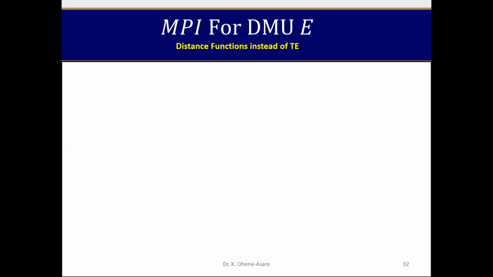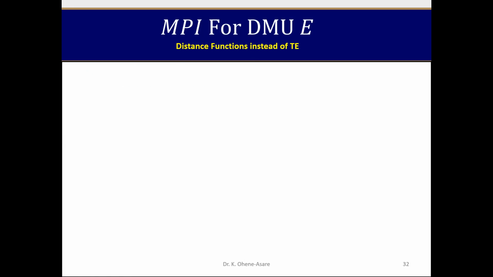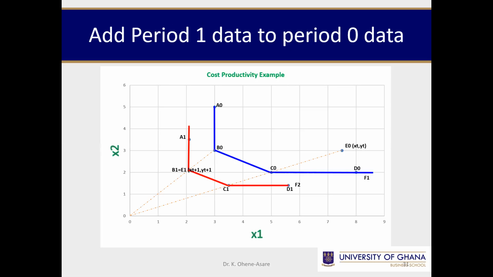So we are going to be dealing with distance to the firm over distance to the frontier, instead of the technical efficiency, which is the distance to the frontier over distance to the firm. Keep that in mind a lot, because this is important. So let's deal with firm E.